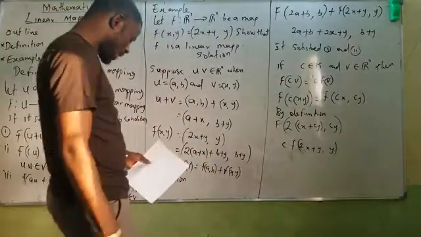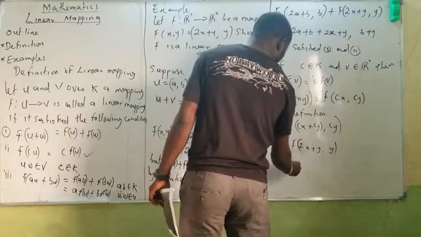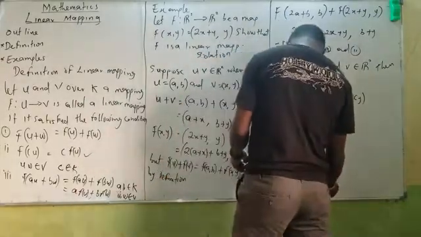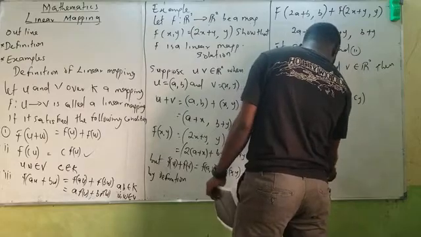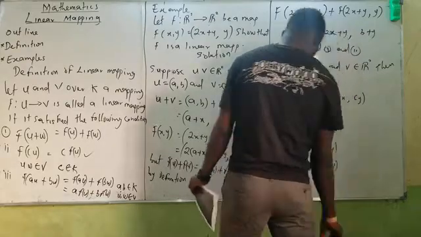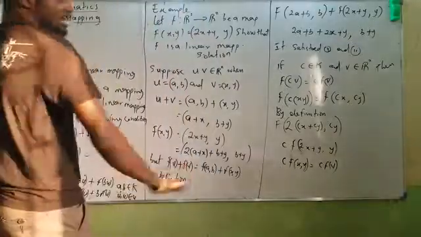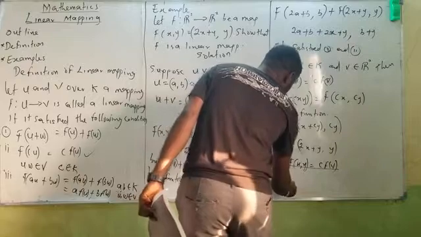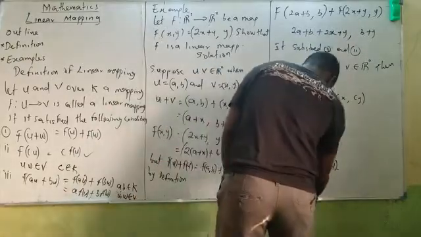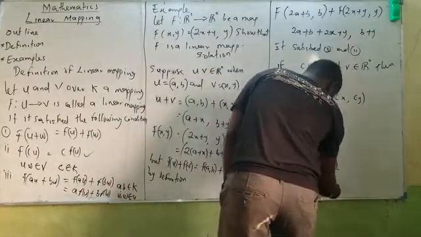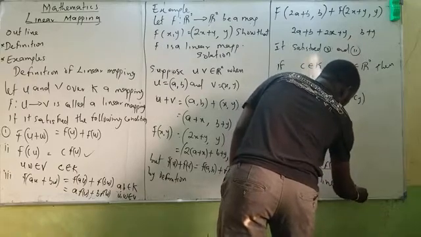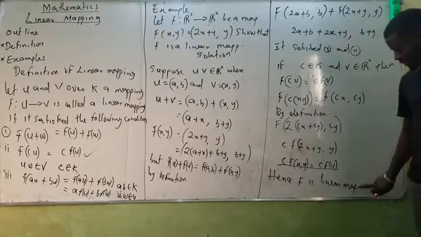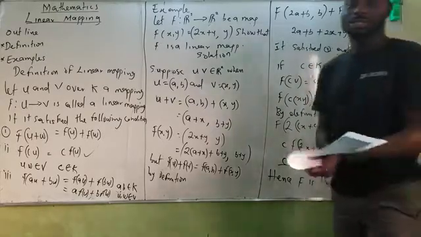Since I have that, I can look at c of f(x, y), which is also the same thing as c of f. Now, that is all. That is what I want to generate. Hence, f is a linear mapping. That is all.